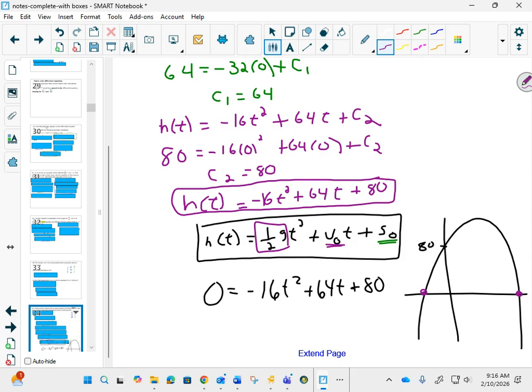Obviously, the negative one is not true. Right? In a context question, when we're solving, we're going to be looking for this one, because you can't throw a ball up in the air and say, yeah, it hit the ground 8 seconds before I threw it. That doesn't make sense.